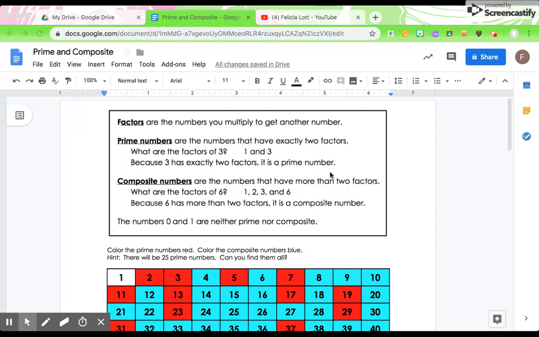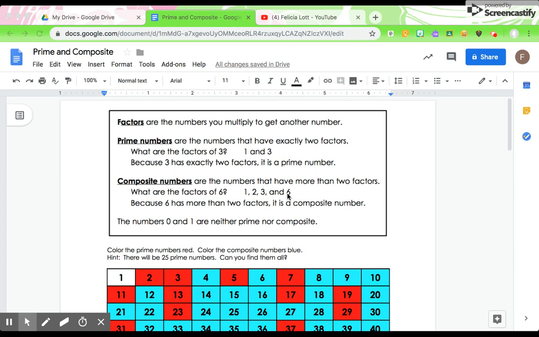Now, composite numbers are a little bit different. They are the numbers that have more than two factors. So in this example here, it says, what are the factors of 6? We have 1, 2, 3, and 6. Now, how do we get those numbers? First, you take a look at 6 and think, what are the factors of 6? What multiplication facts create that number?